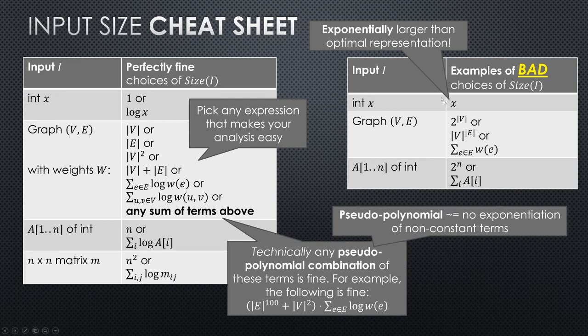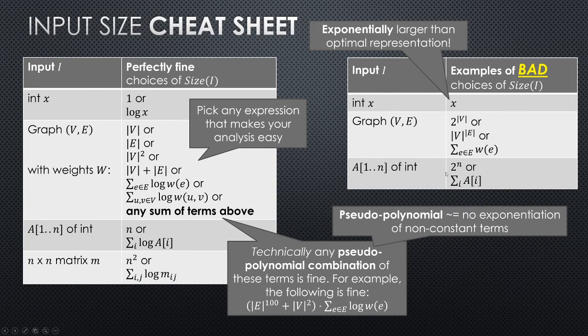You can't take 2 to the v for a graph, because that's exponentiating something that's not constant. Clearly, this is a very inefficient representation. Can't do v to the e. Can't do the sum of weights. You have to do the sum of log weights, the number of bits to write down the weights. The sum of weights could be exponentially larger than the sum of log weights, so that's too inefficient a representation. It's an exponential gap, not a polynomial gap.